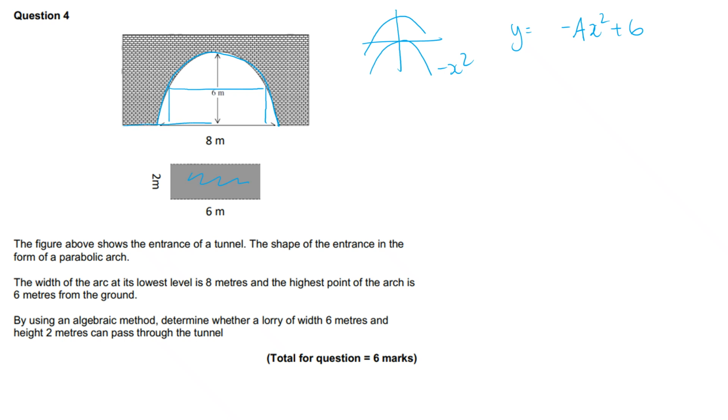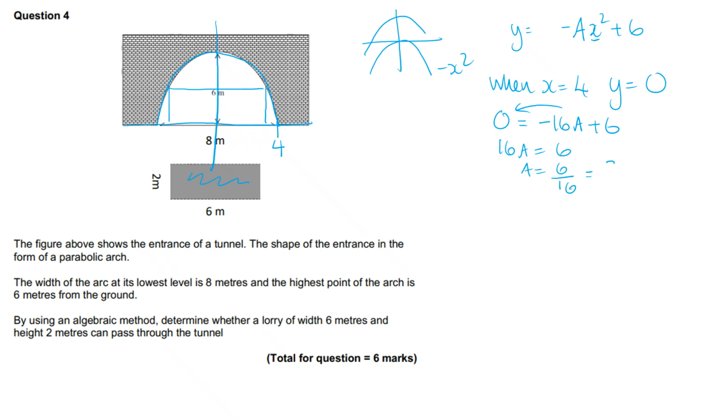So if we put some axes on here, we can see, because this is 8 and we're going to model it as a quadratic, this would be 4. So we can say that when x is equal to 4, y is equal to 0. So 0 is equal to 4 squared is 16, so that would be minus 16a plus 6. Take that to the other side, 16a is equal to 6. A is 6 over 16, which is 3/8. So the equation of the tunnel is y is equal to minus 3/8 x squared plus 6.